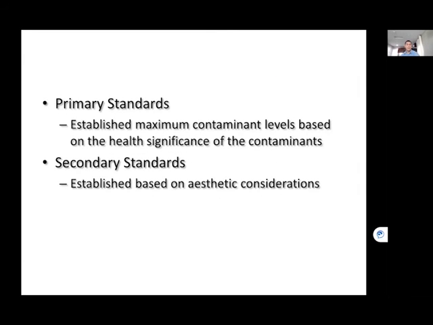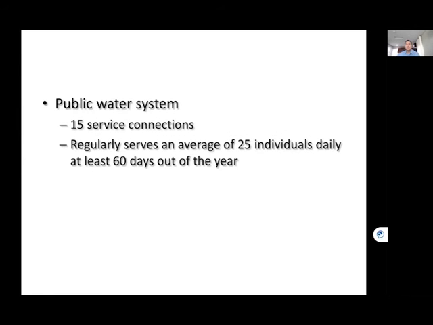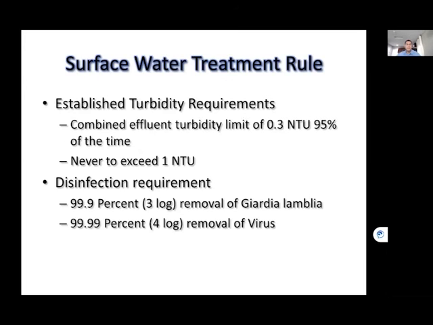In those regulations, there's primary standards and secondary standards. The primary standards establish maximum MCLs based on health significance of the contaminants. Secondary standards are more aesthetic. A public water system is defined as a system with 15 service connections that regularly serves an average of 25 individuals daily at least 60 days out of the year.